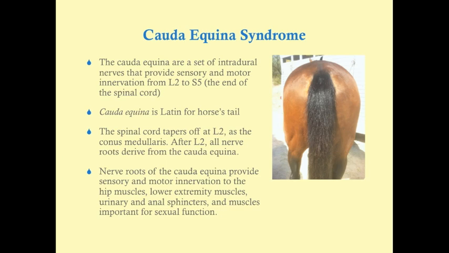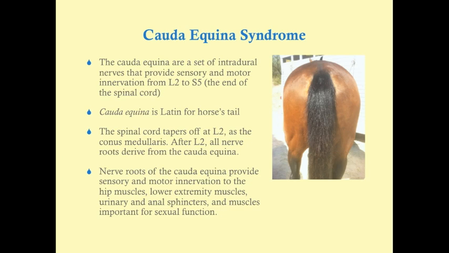Cauda equina, just for reference, is Latin for horse's tail, because it has a similar appearance to the hairs coming out of a horse's tail. The spinal cord tapers off, as mentioned, at L2, and that's called the conus medullaris. After that, the nerves all derive from the Cauda equina, and that goes all the way down to the very end, which is S5.